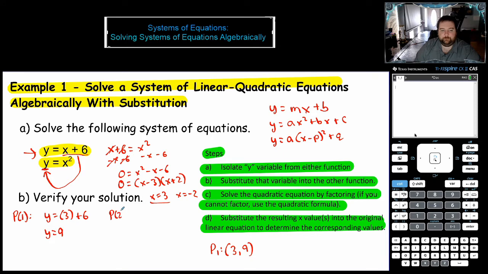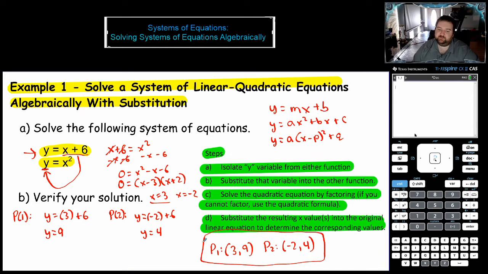Our P2, we're going to do the same thing. Y equals, this time it's an x value of negative 2 plus 6, which is 4. So P2 is x value of negative 2, y value of 4. So there are our solutions. These are our points of intersection.